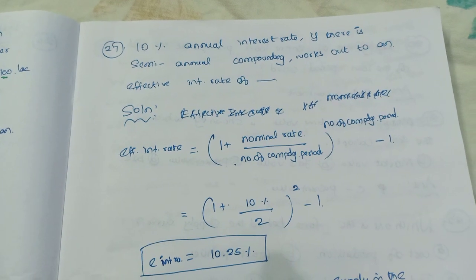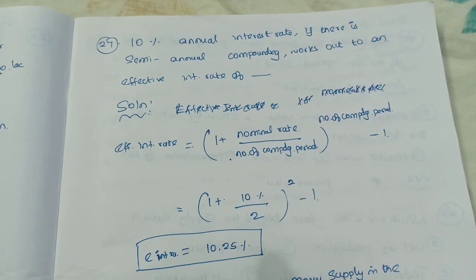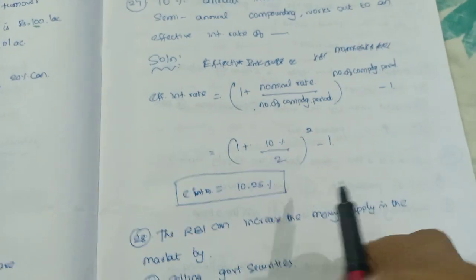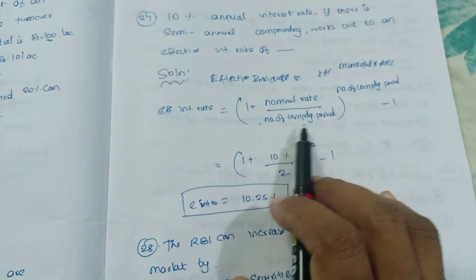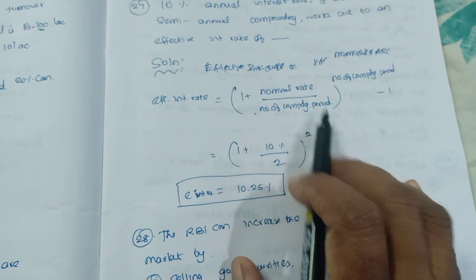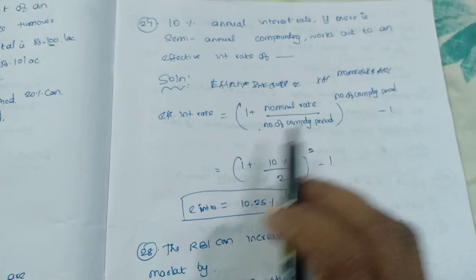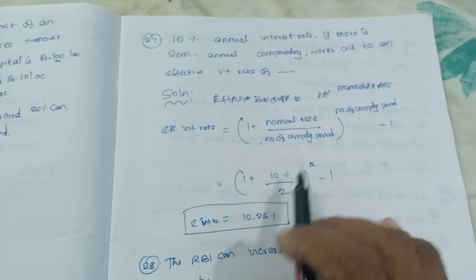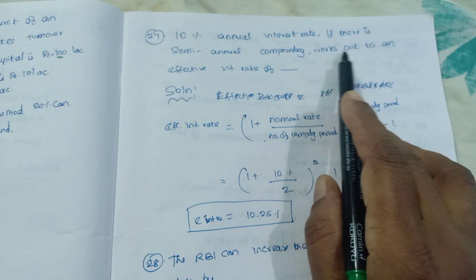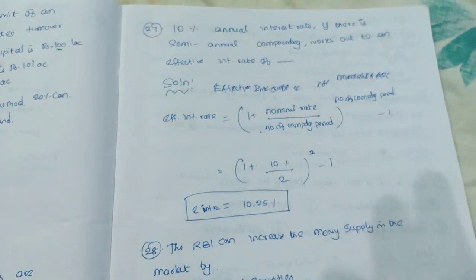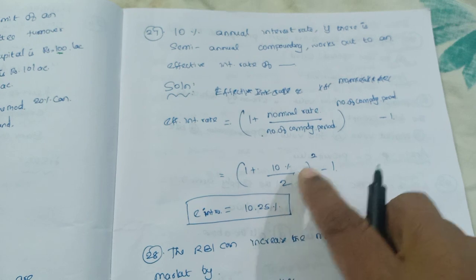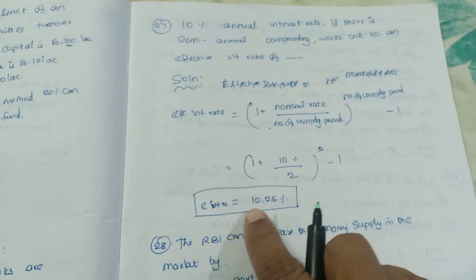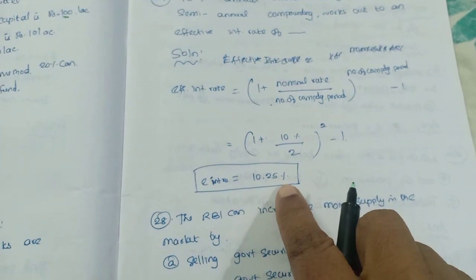Next one, a 10% annual interest rate with semi-annual compounding works out to an effective interest rate of... For the effective interest rate, the formula is 1 plus nominal rate divided by number of compounding periods, the whole power number of compounding periods, minus 1. The nominal rate is 10%. Semi-annual means it compounds 2 times yearly. So 10% divided by 2, the whole power 2, minus 1. This is the formula. By solving this, I am getting an effective interest rate of 10.25%.